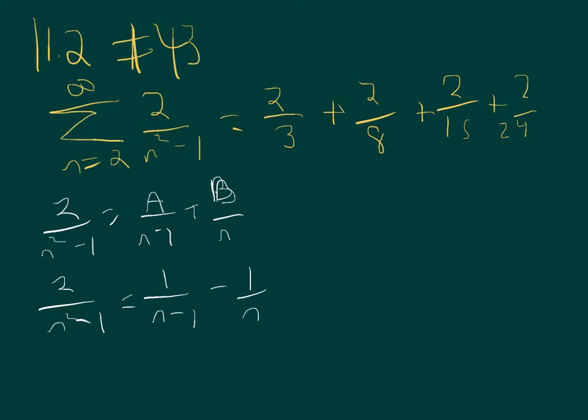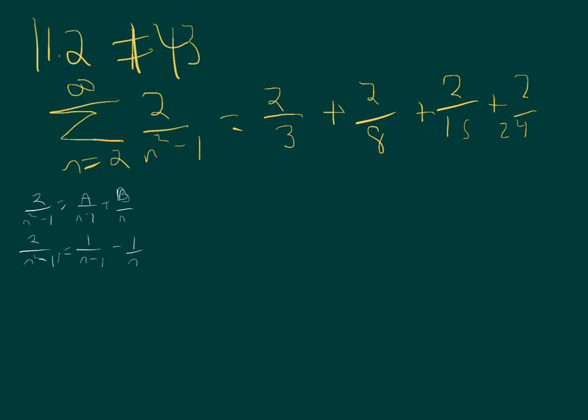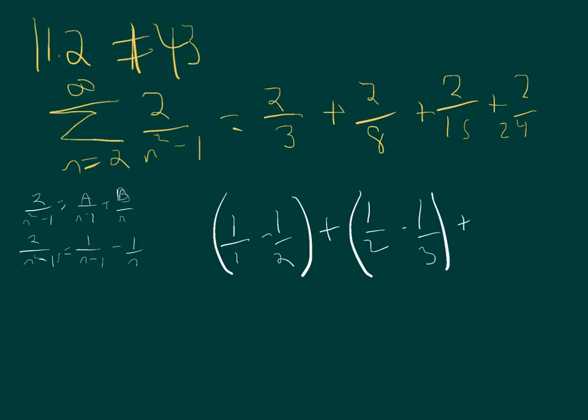And that is very, very helpful, because now if I start writing out a few terms of this series, when n equals 2, I'll get 1 over 1 minus 1 over 2. When n equals 3, I'll get 1 over 2 minus 1 over 3. When n equals 4, I'll get 1/4 minus 1/3. And so if I go up to the kth term, what I'll end up with is 1 over 1, and then minus 1 over k. And as k goes to infinity, you can see this is going to converge to 1.